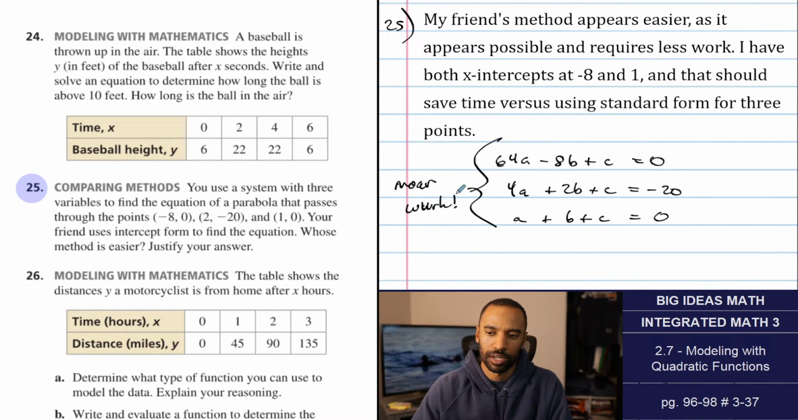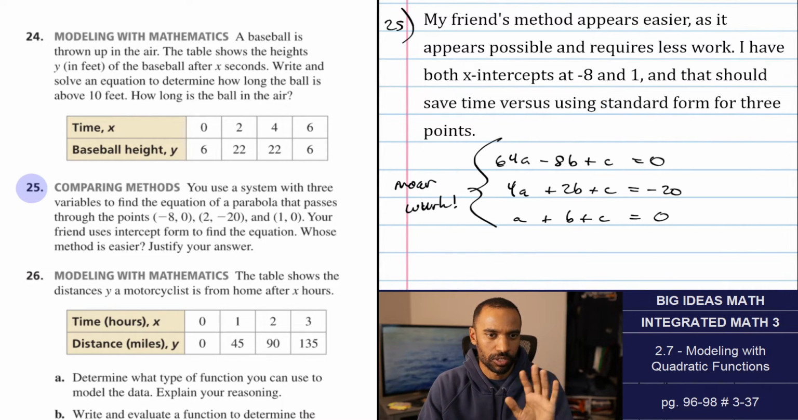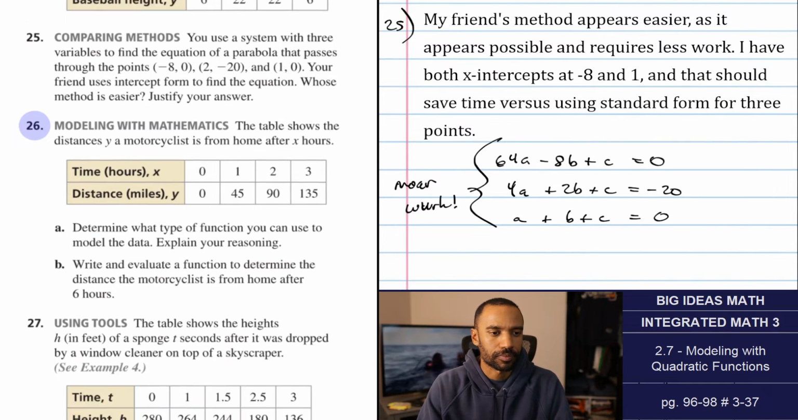That's how we spell more work. Exactly. I'm not really digging that. So my friend's thing looks easier. Justify is just my explanation. I'm not going to actually do them, though.